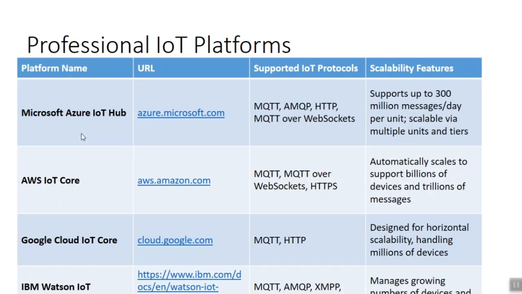So we have the Microsoft Azure IoT Hub, the AWS IoT Core, Google Cloud IoT Core, IBM Watson IoT platform. So we have a good number of professional IoT platforms that are out there. Some of them are pay per use. Like the Microsoft Azure IoT can support up to 300 million messages per day per unit. So it's scalable via multiple units and tiers. For the AWS IoT Core, it automatically scales to support billions of devices and trillions of messages. So these are some of the features of the professional IoT platforms.